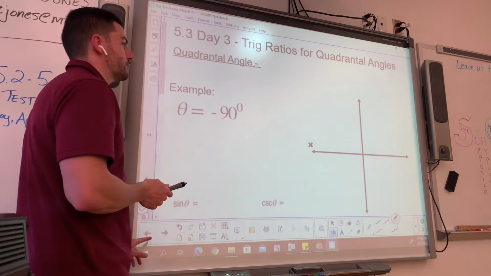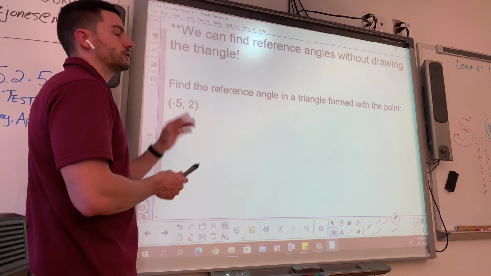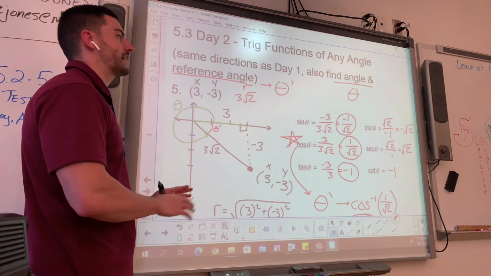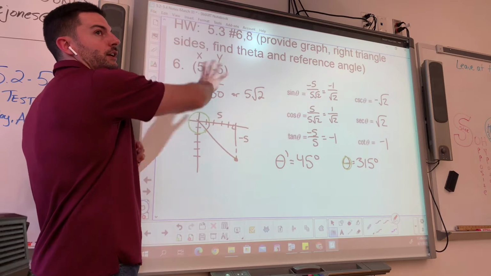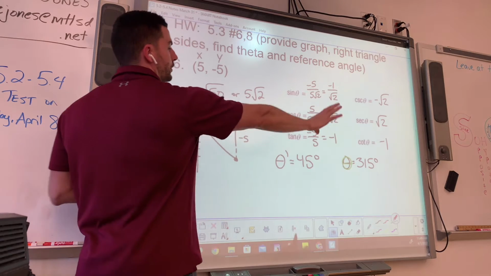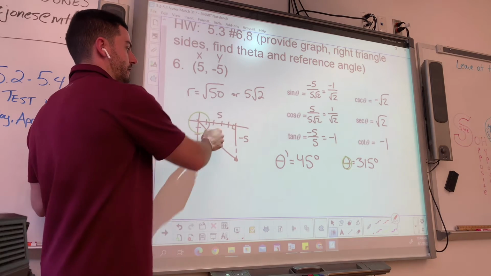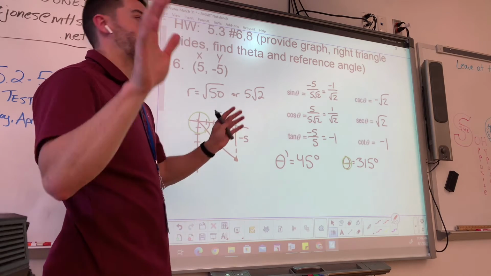But I do want to go over just one thing real quick, and then we'll talk about the new stuff. What I've been having you do is the maximum amount that you would need to do for this. Given the point, I've been asking you to do everything: find all the trig functions, find both the reference angle and the original theta angle, draw the graph, right? I've been asking you to do the maximum, okay?